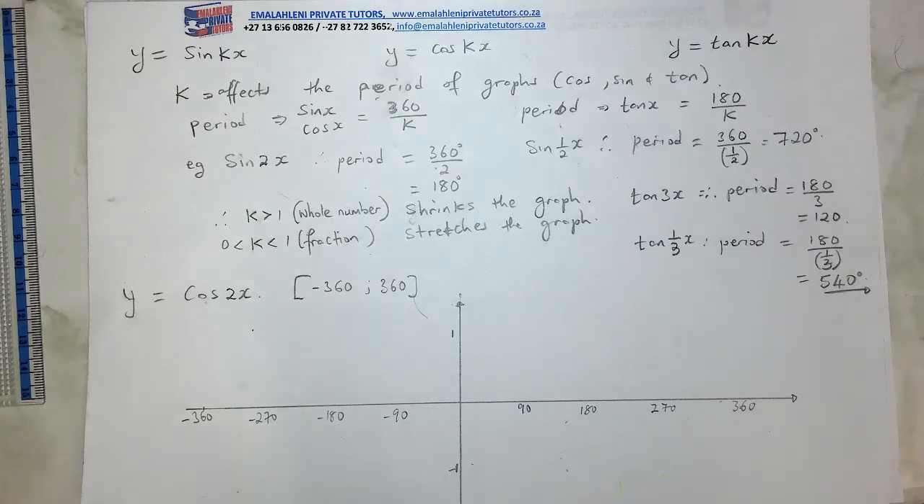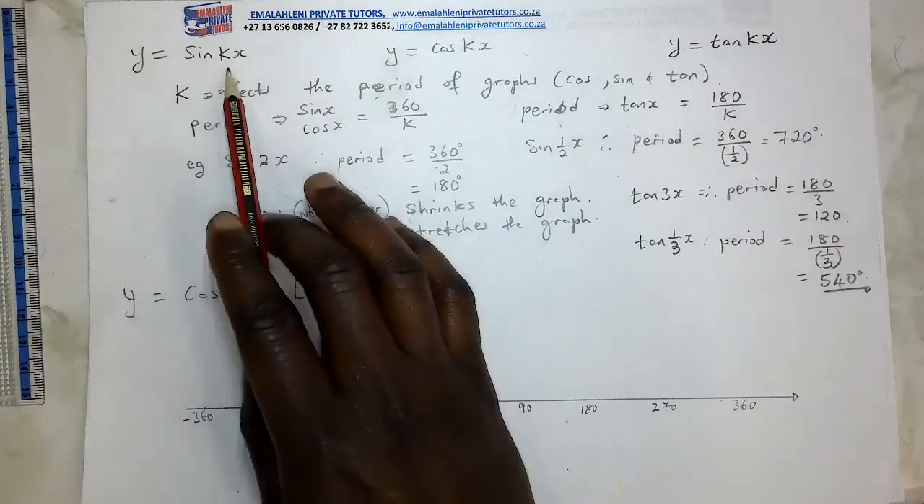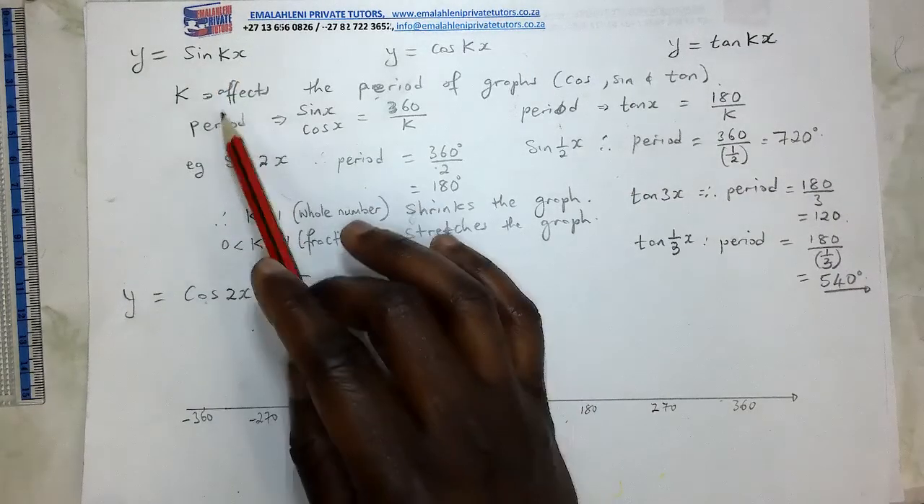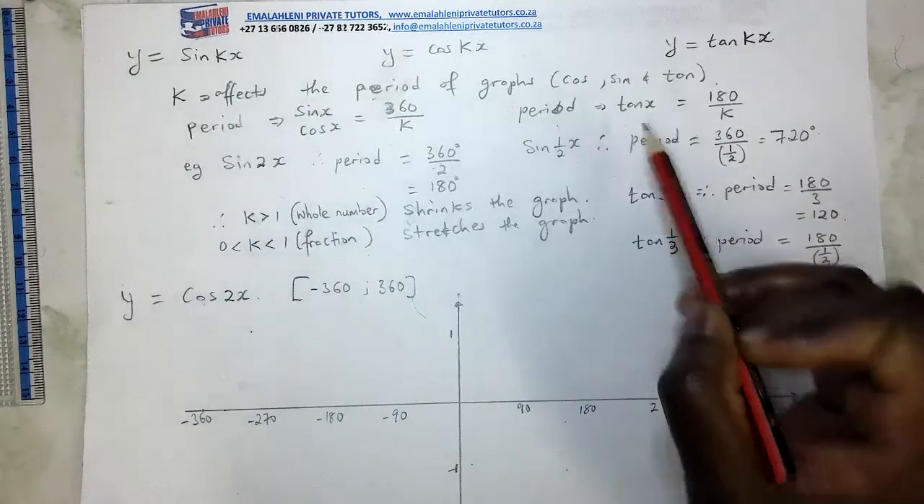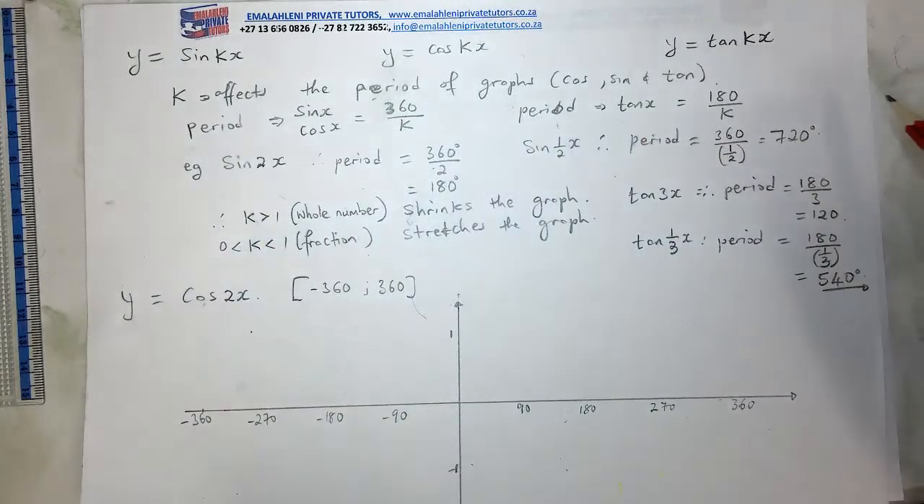Okay, good day. So today we are looking at a new type of graph. What we have here is sine kx, and we want to see the effect of k. Your k affects the period of the graph. So it does affect the period of the graph.